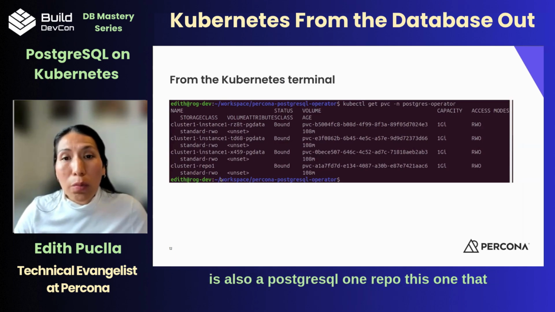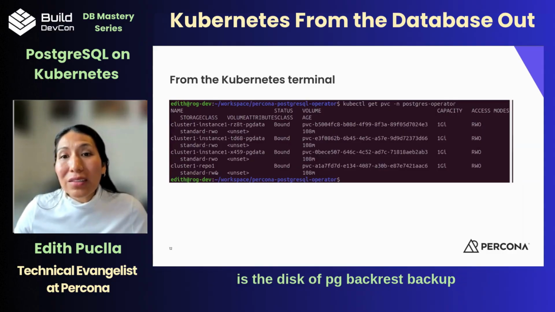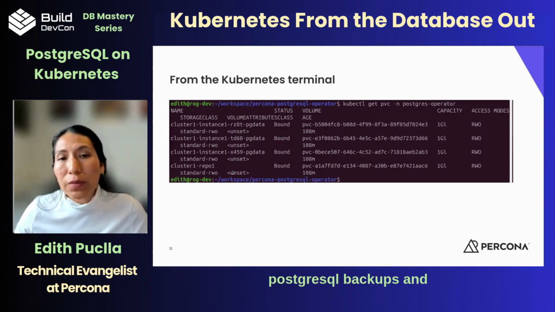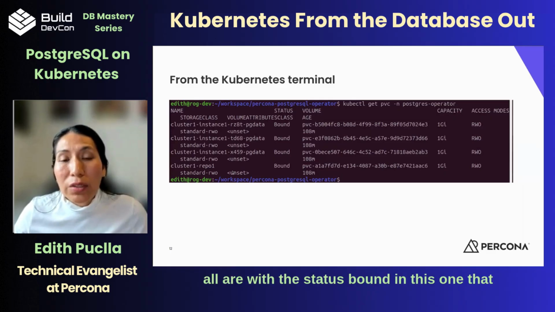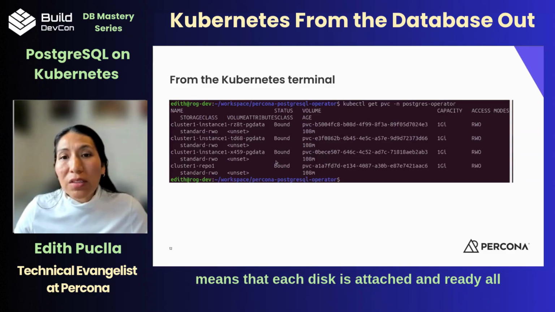There is also a PostgreSQL repo, this one. That is the disk of pgBackRest backup. pgBackRest is the backup tool that the Percona operator uses to handle the PostgreSQL backups. And all are with status Bound in this one. That means that each disk is attached and ready.